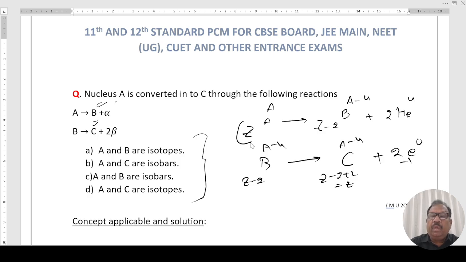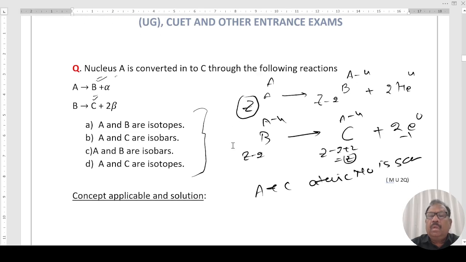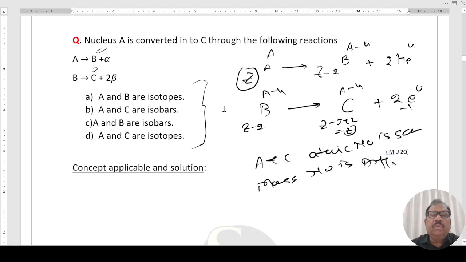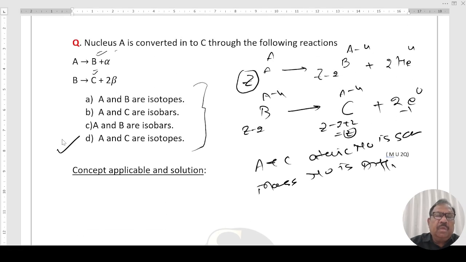Means in the case of A and C, the atomic number is the same, and the mass number is different. By the definition, the same atomic number means the same number of protons but a different number of neutrons, so they are isotopes. Then the correct answer is D. D is the correct option. Right? Next question.